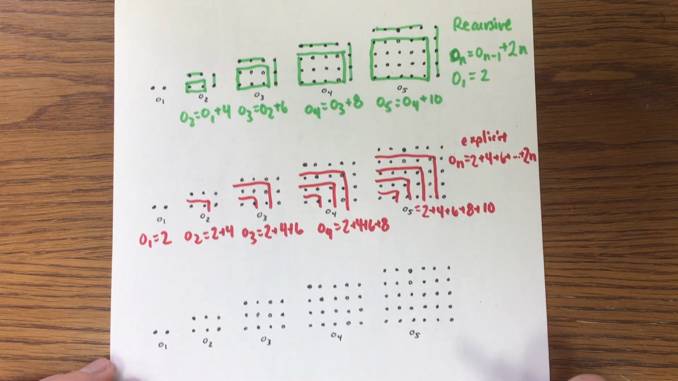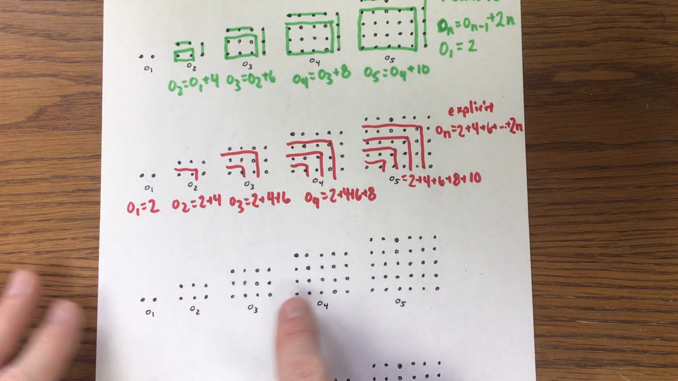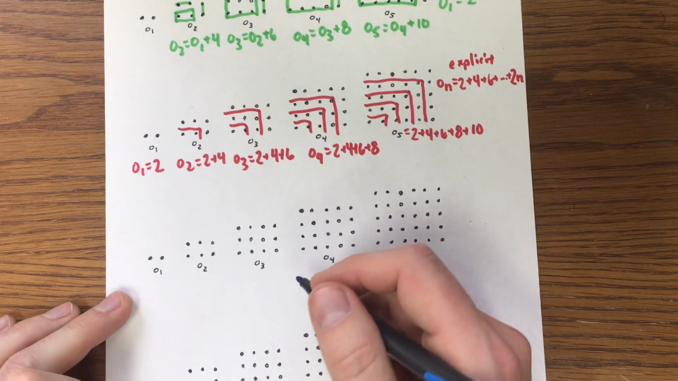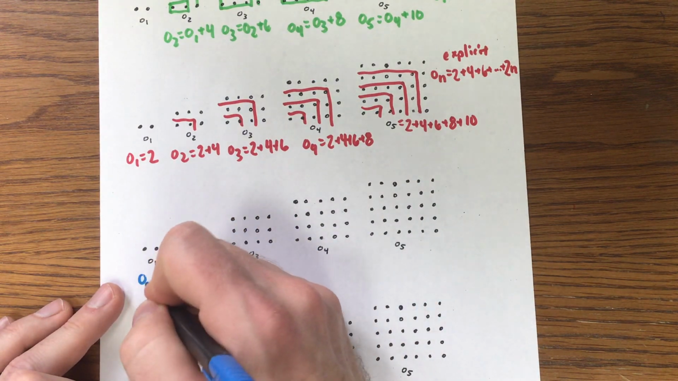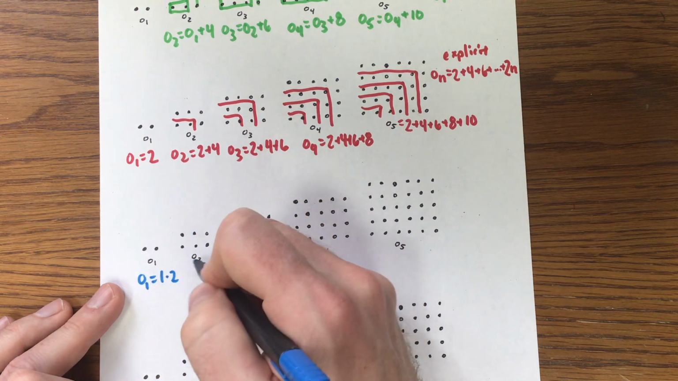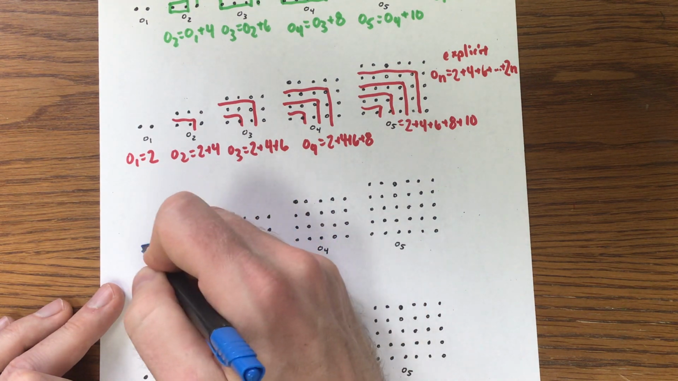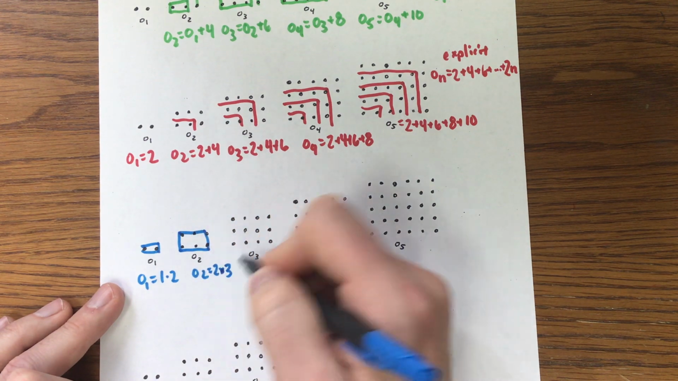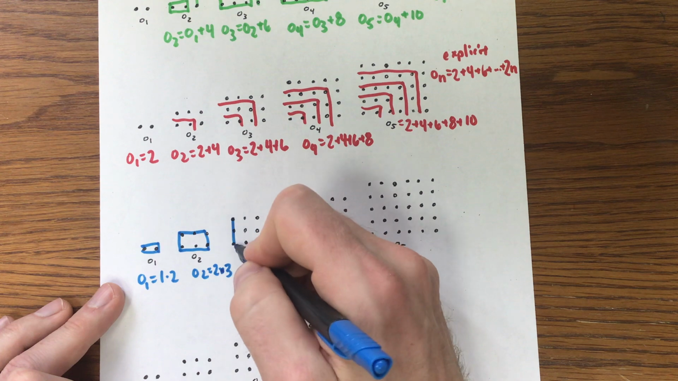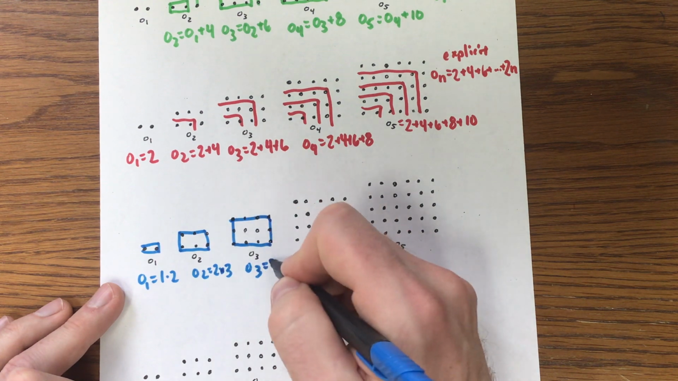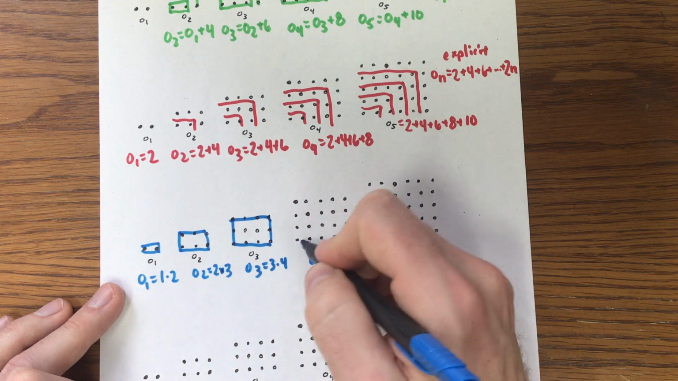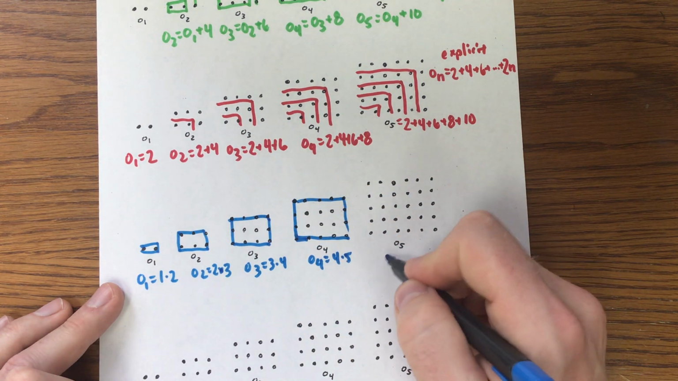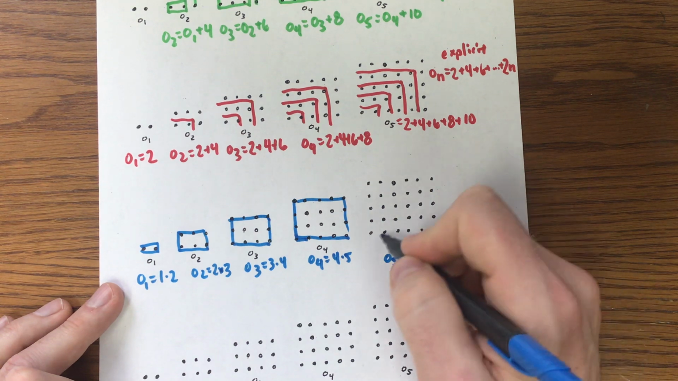Another way of looking at these, like I said, the oblong numbers were a rectangle that was one more unit long than it was tall. And so we could look at O1 and say it's 1 times 2. Or O2, that's that rectangle right there. O2 is going to be 2 times 3. And O3 is 3 times 4. And O4 is 4 times 5. And O5 is 5 times 6.